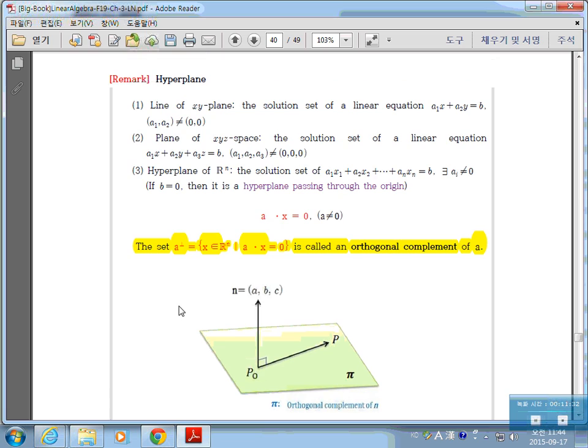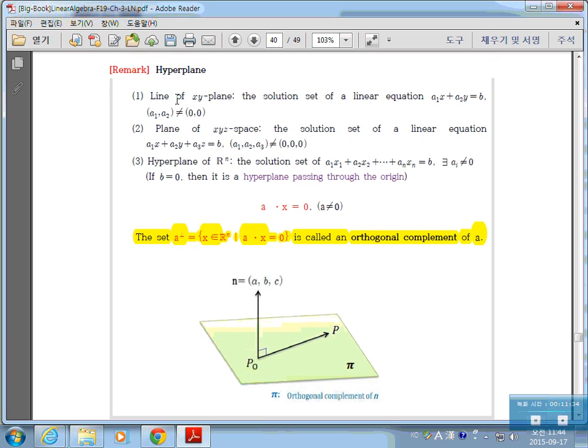This is last: hyperplane. Line in the XY plane. Okay, the solution set of a linear equation a1x plus a2y equals b, where at least one of these coefficients a1, a2 is not 0, represents a line. Plane in XYZ. The solution set of this linear equation, where not all the ai's are 0, represents a plane in R3.